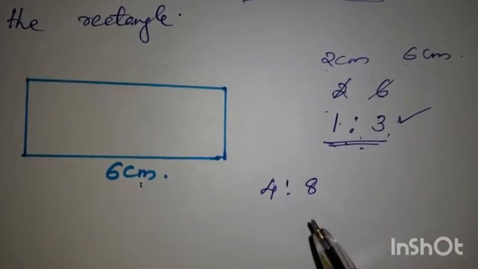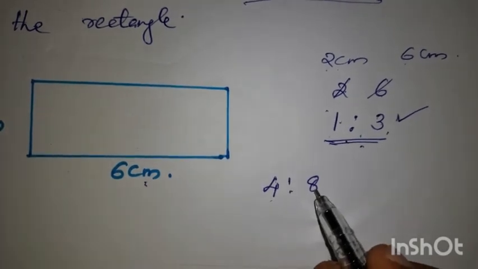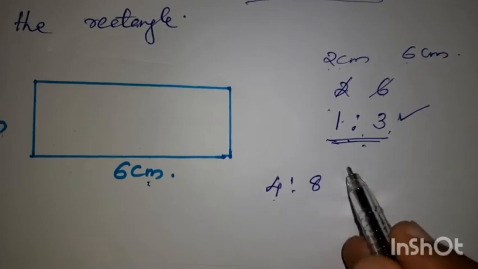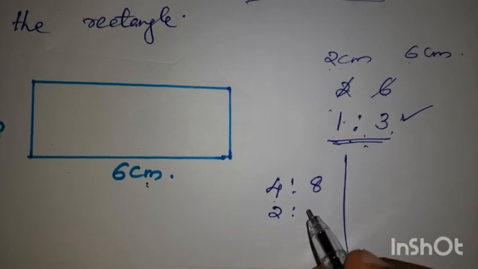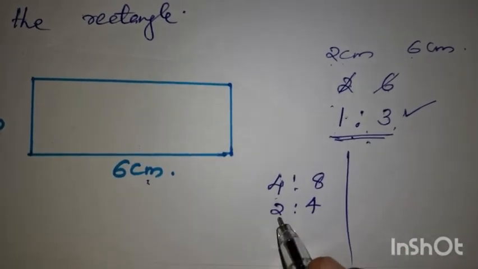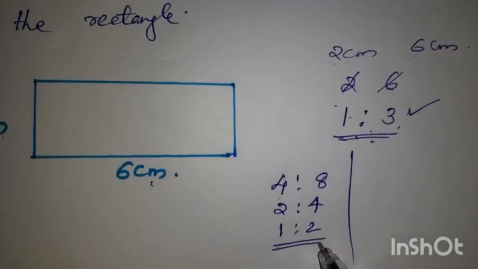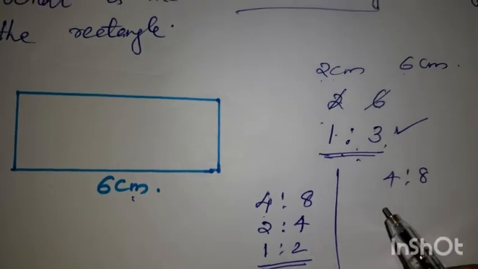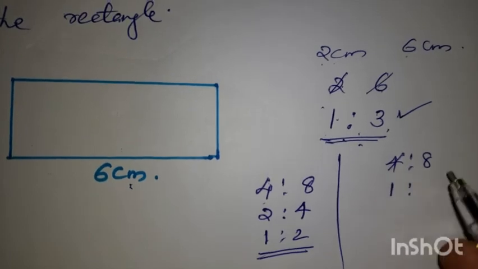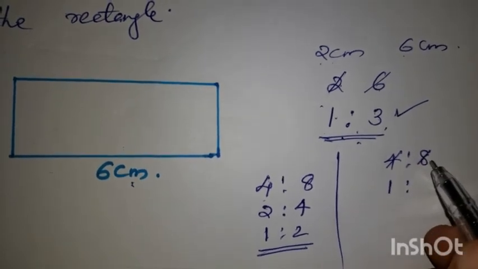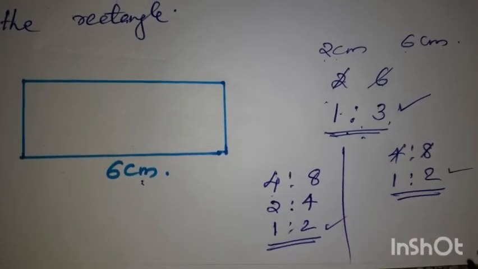4:8. You can divide directly by 4, or you can divide by 2 and then again divide it. I will show you both. If you divide by 2, 4 and 8 become 2:4. Again we can make it smaller, that is 1:2. Or we can write it directly by dividing by 4. 1 into 4 is 4, 2 into 4 is 8. So we can write 1:2 directly. So you should write the smallest form.